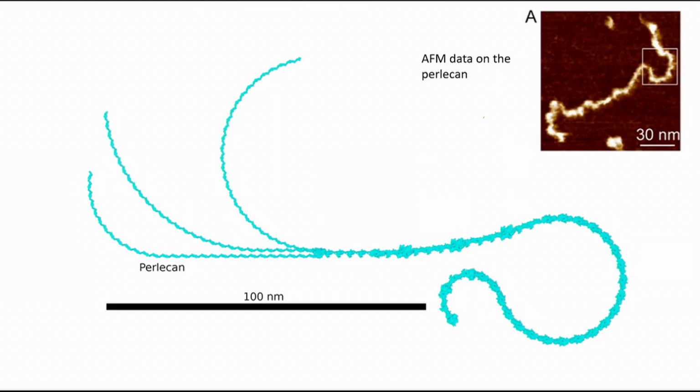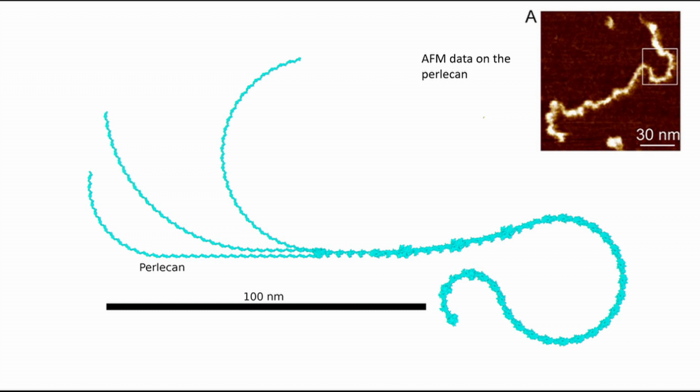So this is what we get from rebuilding the perlecan molecule. And what we can see is there is a qualitative agreement between the structure we've reconstructed and atomic force microscopy data for perlecan. For example, we have an agreement on the size. The size aspect is respected. We can see these 3 little domains that also appear in this picture. So that means we are probably doing something right.